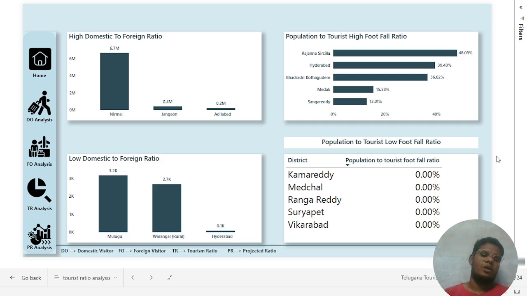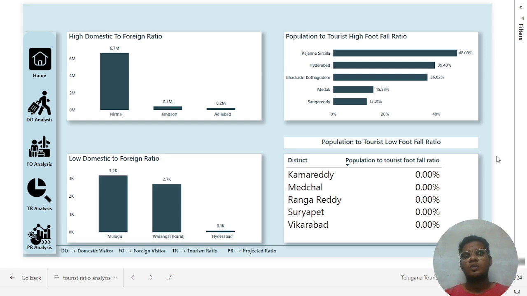Okay, and then the low domestic to foreign ratio, which is nothing but wherever people visited less. Previously, we saw the domestic people visited more than the foreign people. Here, foreign people visited more than domestic people. The first place is Mulugu, then Warangal, Hyderabad. It's just a comparison ratio, right?